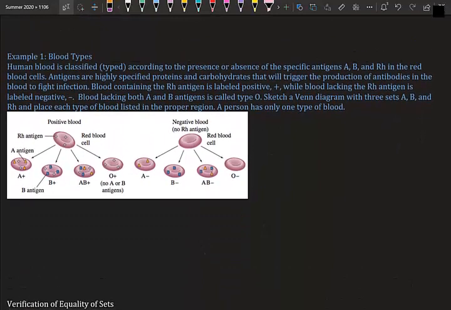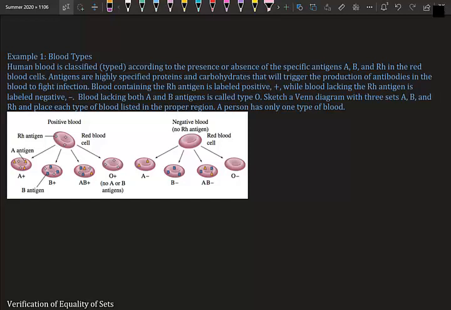All right, human blood is typed according to the presence or absence of specific antigens, A, B, and Rh, in the red blood cells. Antigens are highly specified proteins and carbohydrates that will trigger the production of antibodies in the blood to fight infection. Blood containing the Rh antigen is labeled positive, plus, while blood lacking Rh antigen is labeled negative. Blood lacking both A and B antigens is called type O. Sketch a Venn diagram with 3 sets A, B, Rh, and place each type of blood listed in the proper region. A person only has 1 blood type. You can't have 2 different blood types.